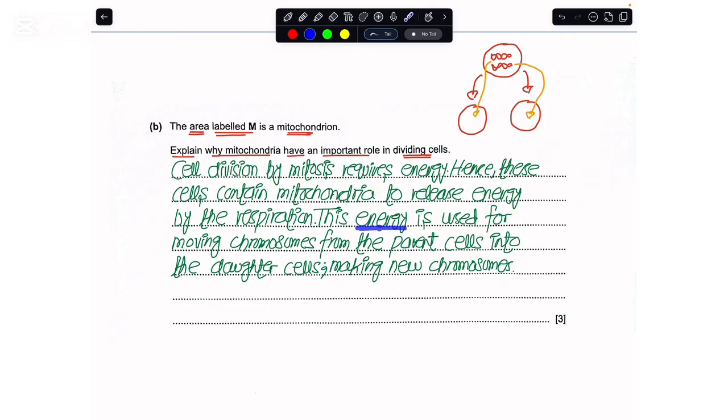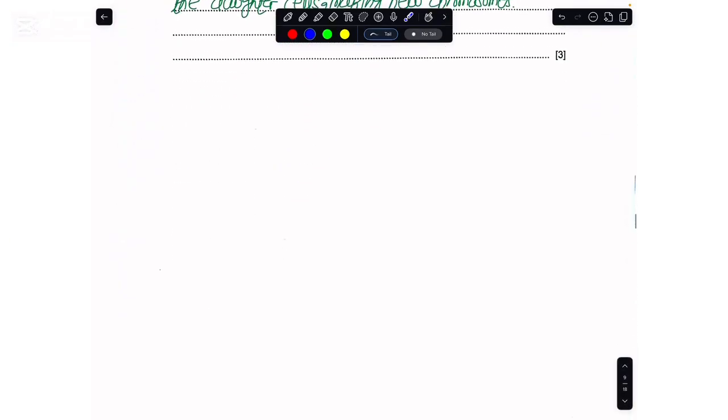And once we have released energy, you have to link it to some process that is happening during mitosis. So you would say that this energy is used for either moving the chromosomes from the parent cells to the daughter cells, or you could also say that the energy released by the mitochondria is used to make the new chromosomes. So this is a separation that I have given you: either you could write this point or you could write this point as a substitute.